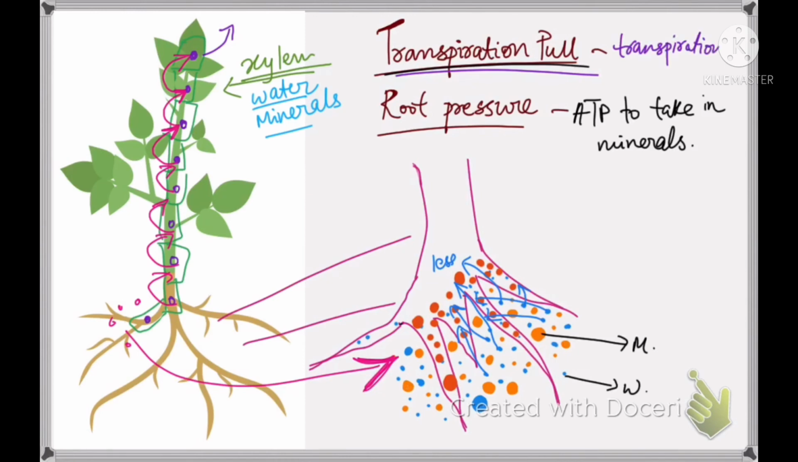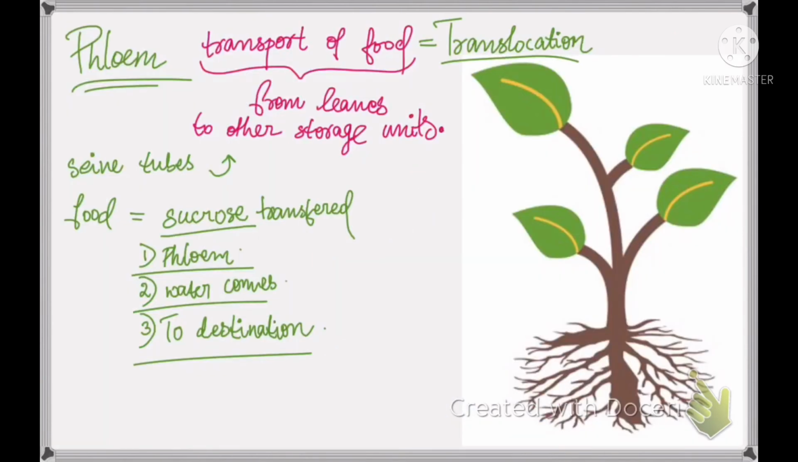So this phloem tissue does the transport of food, which is also known as translocation in plants, and you have to remember this. So transport of food is basically done from the leaves to other storage units of the body, because leaves are the kitchens of the plants, and mostly sieve tubes help in the transportation of sucrose from leaves to other storage units. Now what is this sucrose? So here for food we are calling it sucrose, okay?